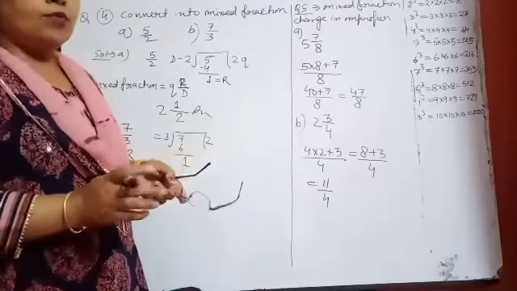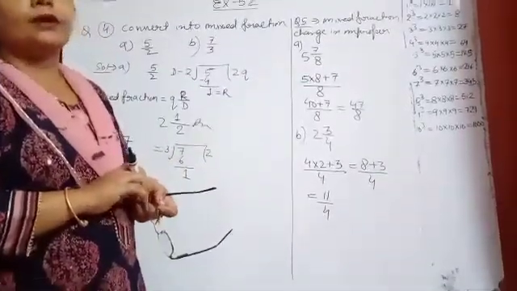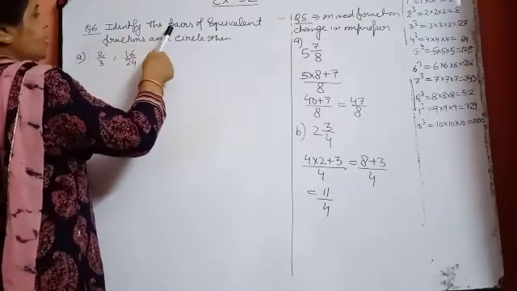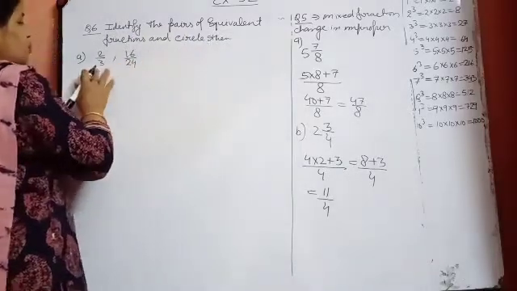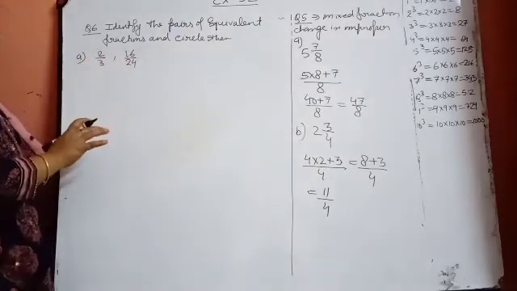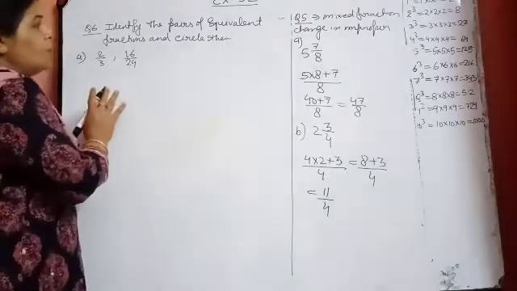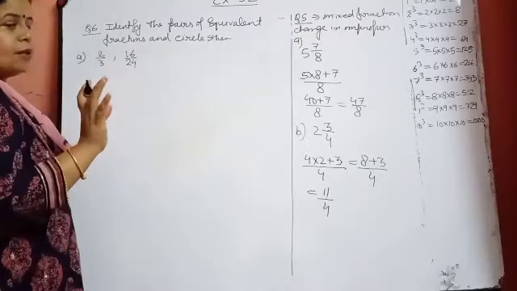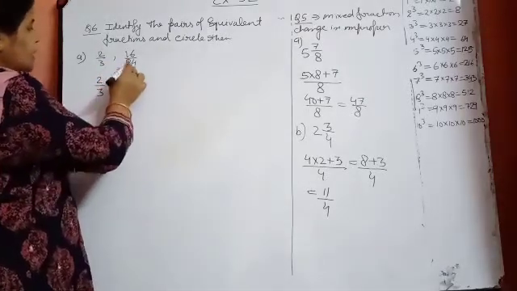Now I am moving to the next, that is question number 6. See, beta, what is question number 6? Identify the pairs of equivalent fractions and circle them. Means we have to identify whether these 2 fractions are equivalent or not. Equivalent fractions you have already done in question number 3 in the same exercise. In 2 and 3 we cannot simplify further, so 2/3 will remain the same.